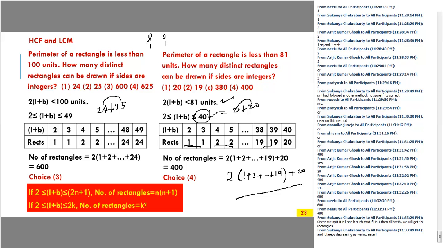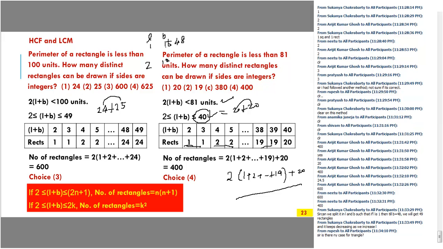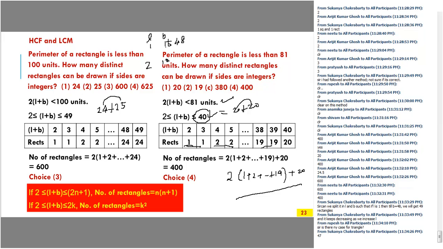The only problem, Sukanya, is if n is 1, B can take values from 1 to 40. I agree with you. If n is 2, it will be from 1 to what number? I'll do it in geometry class. I have a method for that.